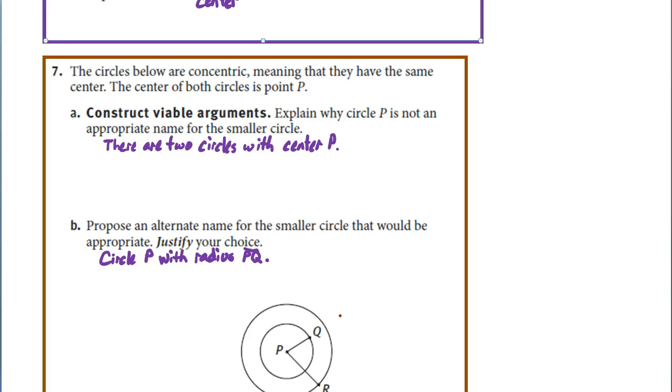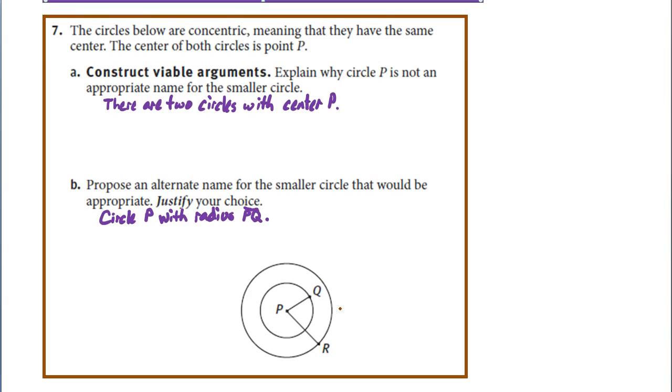Question 7. The circles below are concentric, meaning they have the same center. The center for both circles is point P, and we see that here. Question A. Construct viable arguments. Explain why circle P is not an appropriate name for the smaller circle. The reason is that there are two different circles that have center P. So if you just named it circle P, we wouldn't know if that referred to this smaller circle or to this larger circle.